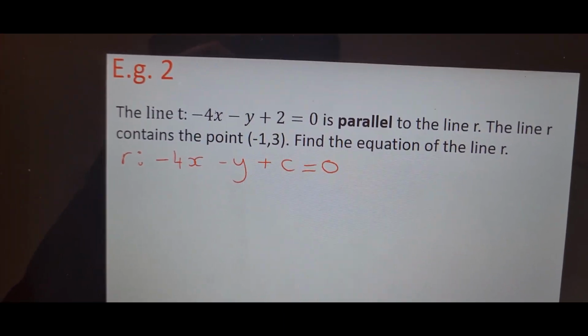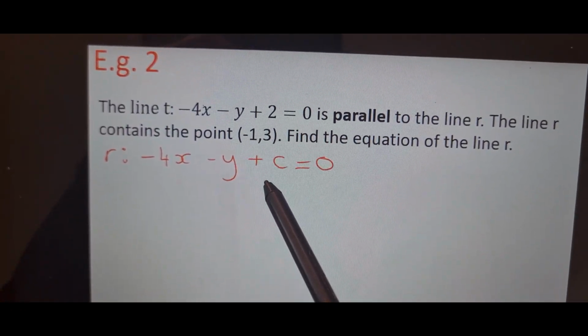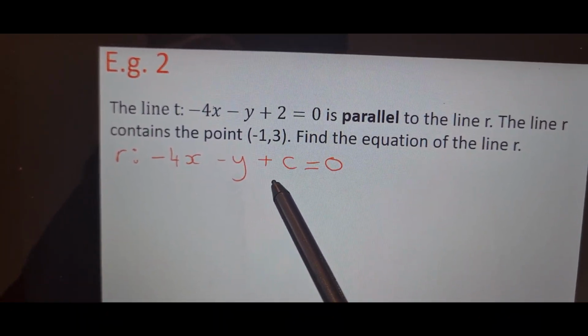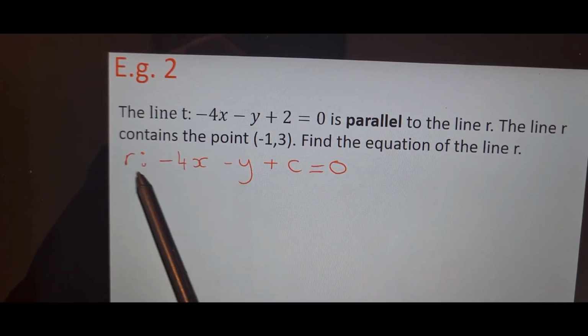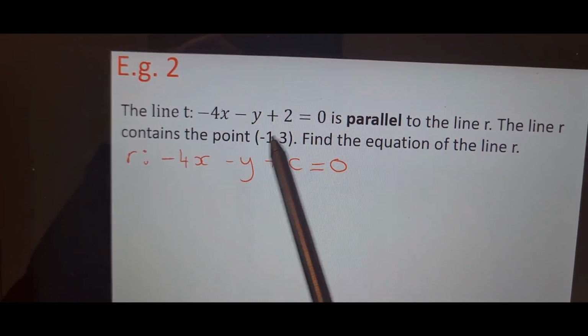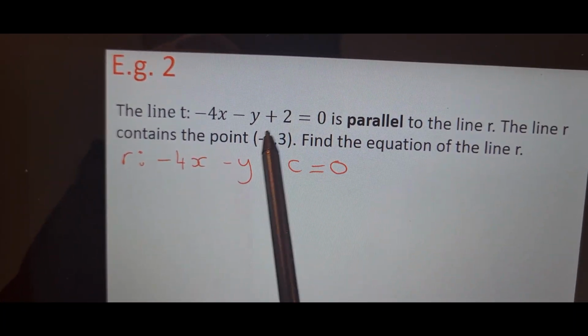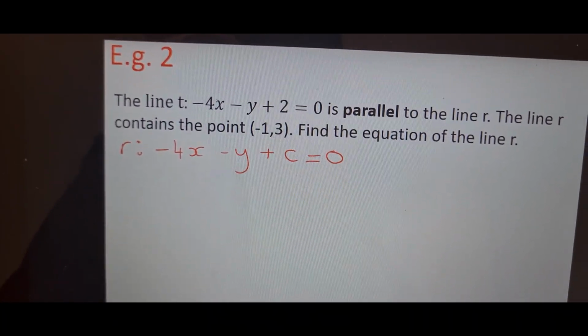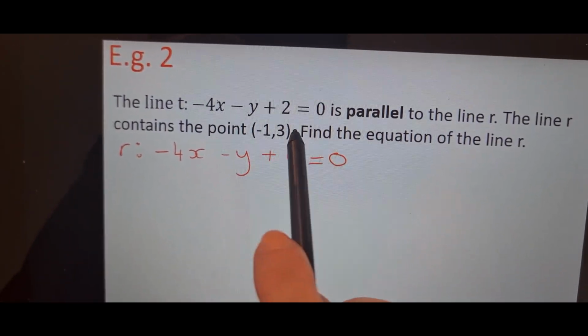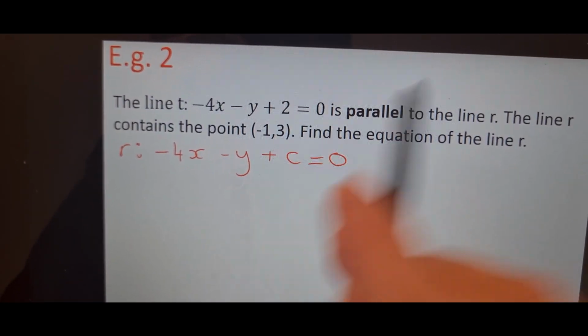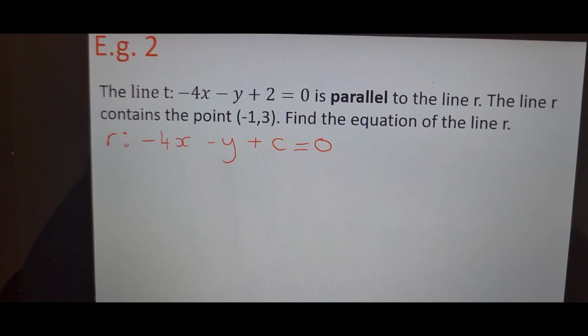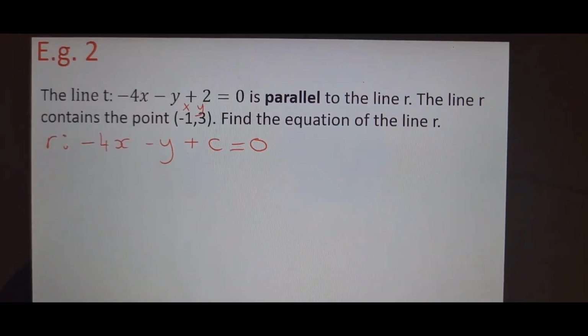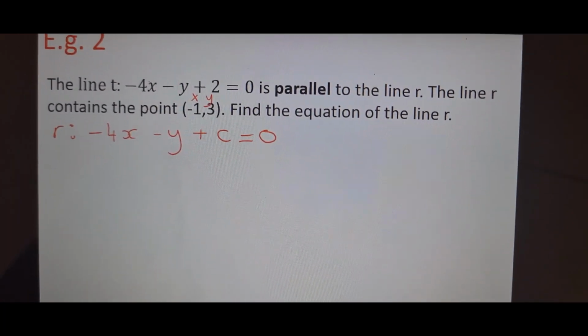Now, I can't leave it like that. I need to figure out what plus c is. So the only other information they gave me in the question is that the line R contains the point -1, 3. So if a point is on a line, it should sub into it and solve it. So remember, that's an xy coordinate. So x is -1 and y is 3. So I'll write that above it. Okay, and then we can sub it in to figure out what c is.